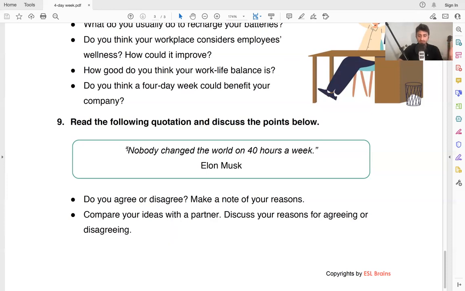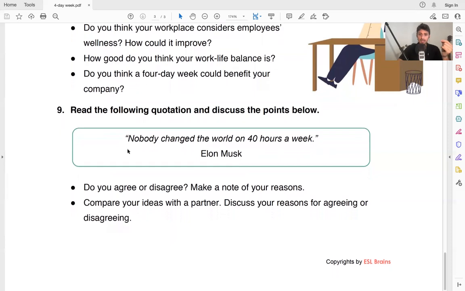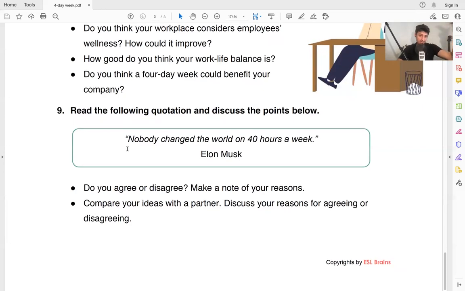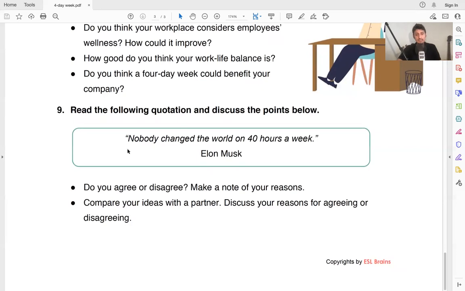Make notes. If you're listening to this or watching this before the lesson, think about this. And you will compare your ideas with a partner and you will agree or disagree. Okay, and then we might have a little debate on this where some people think that we need to work more and you'll have to defend your opinion. And other people will not agree. And you'll have to defend your opinion.